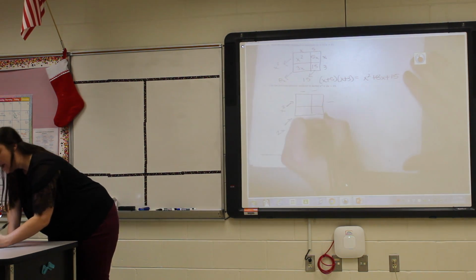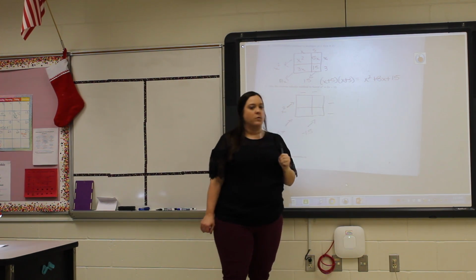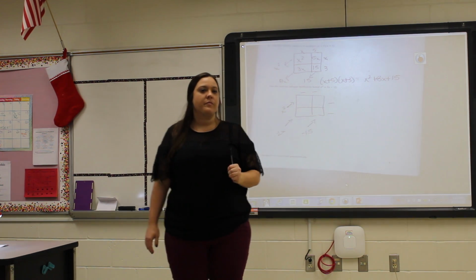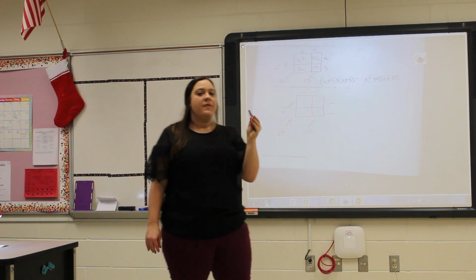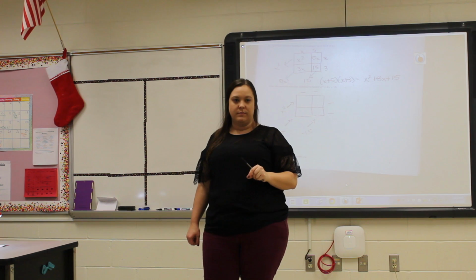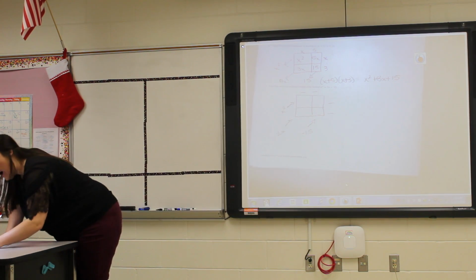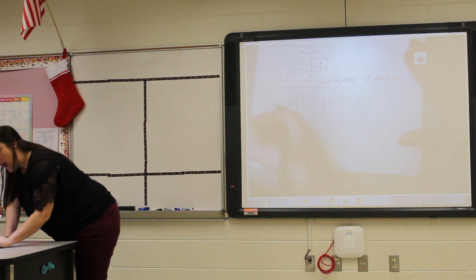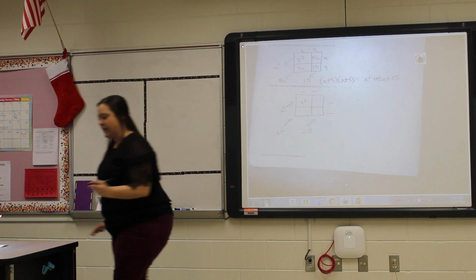Now I need to determine how I'm going to find these four unknowns. Well, looking at what we did above, are there any partial products that we can fill in right now? Absolutely. We can fill in the top left box, which is x squared, and we can fill in the bottom right box, which is going to be negative 15.